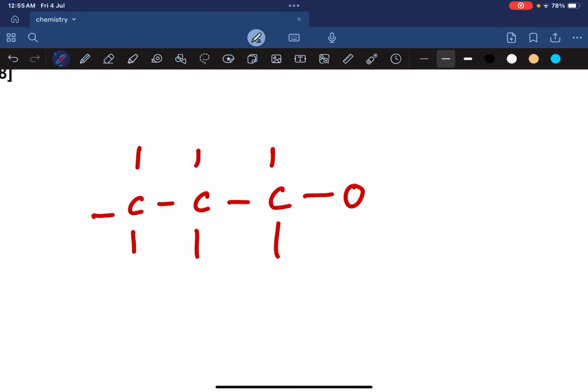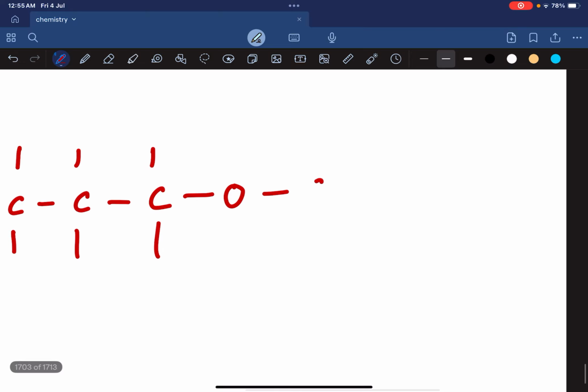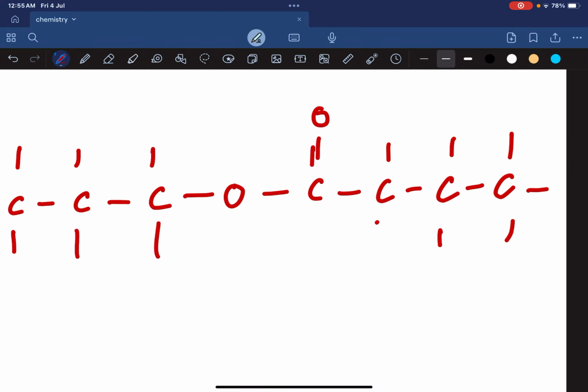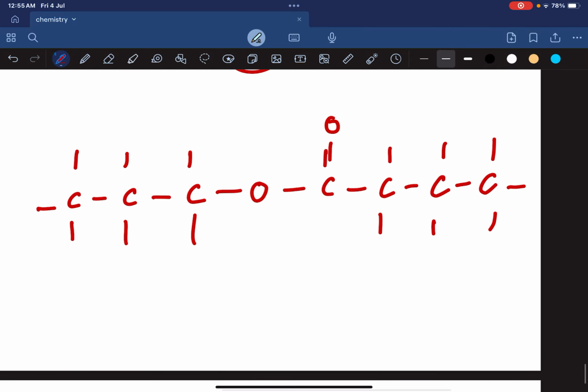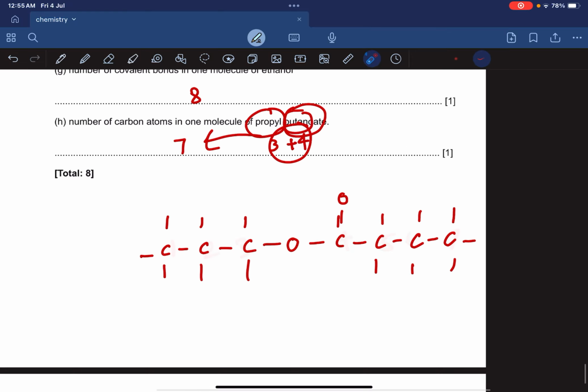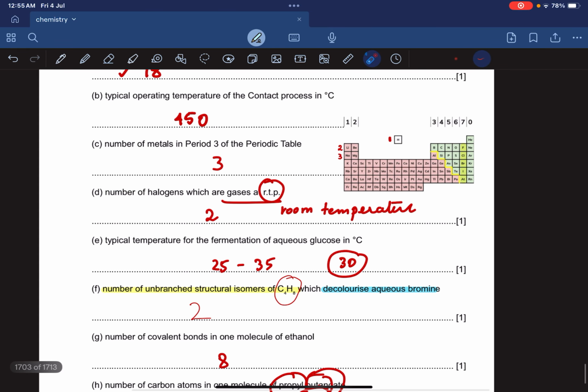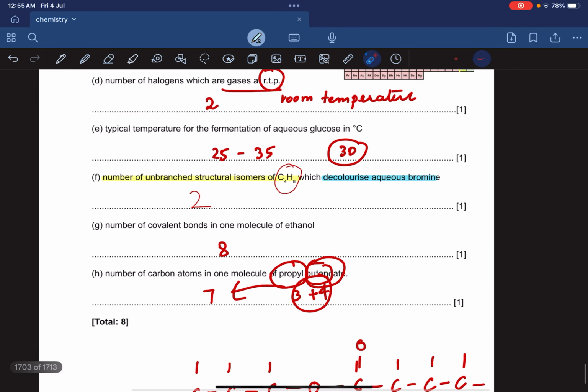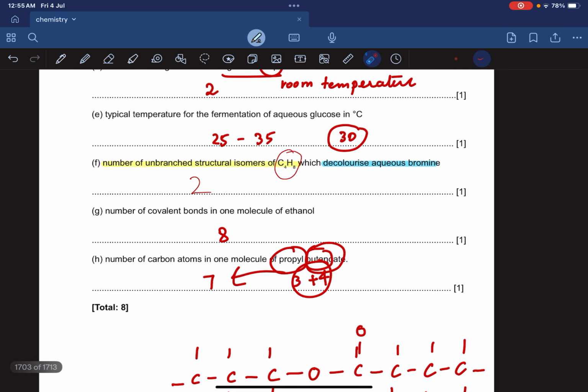You just draw propyl butanoate. Propyl means 3 carbon alcohol, something like this. Okay. And there's going to be an O. And butanoate means a 4 carbon acid, something like this. Okay, done. Now just count the number of carbon atoms. 1 2 3 4 5 6 7. Okay, so these were all the answers to the first question, and that was how you had to solve it. I hope you understood it. Moving on.